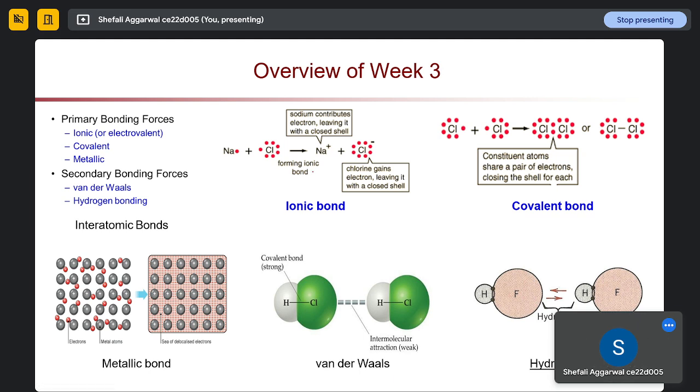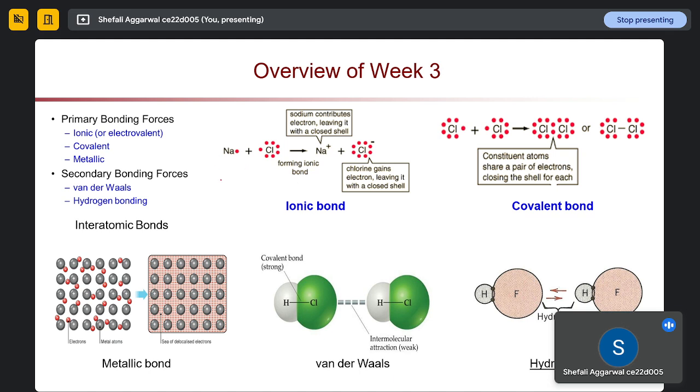Other thing is, what are the different interatomic bonds you might have studied this week. We have two types of bonds. First is strong bonds and second is weak bonds. Strong bonds are also called primary bonding and weak bonds are called secondary bonding. So first thing is ionic bonding. Ionic bonding means transfer of electrons.